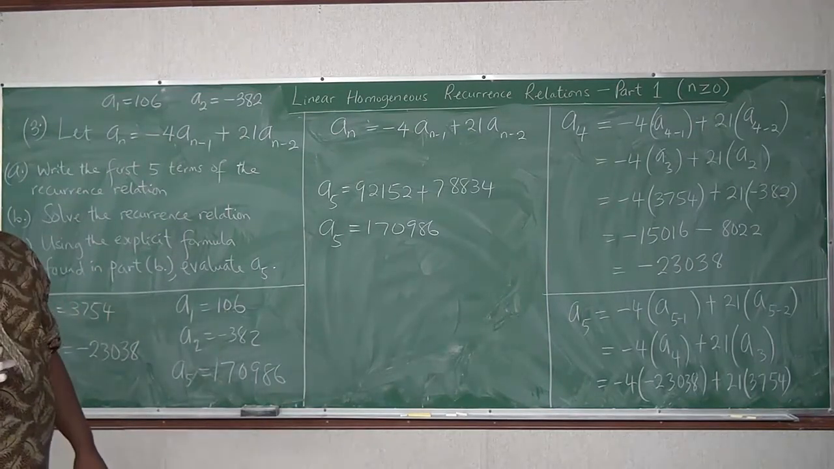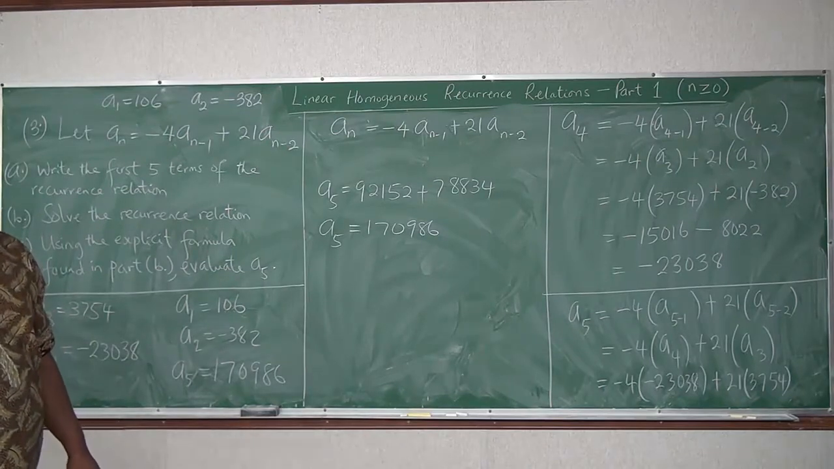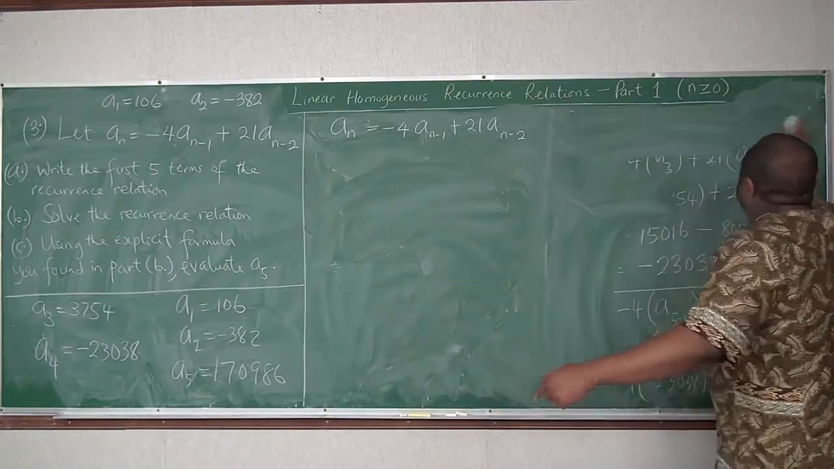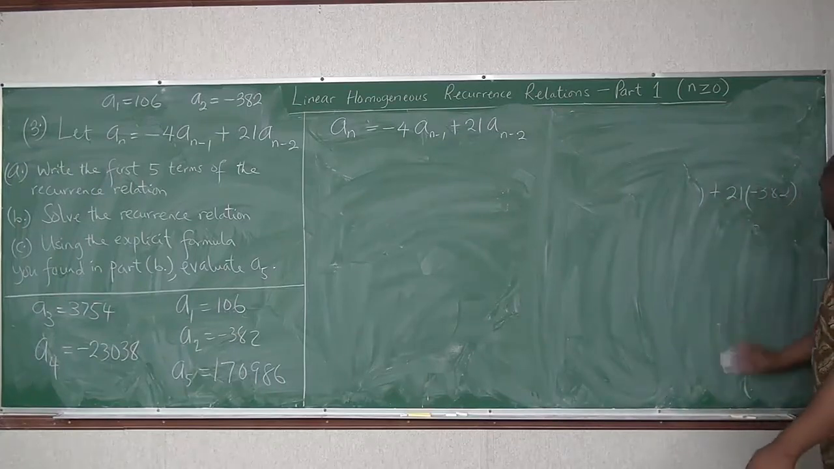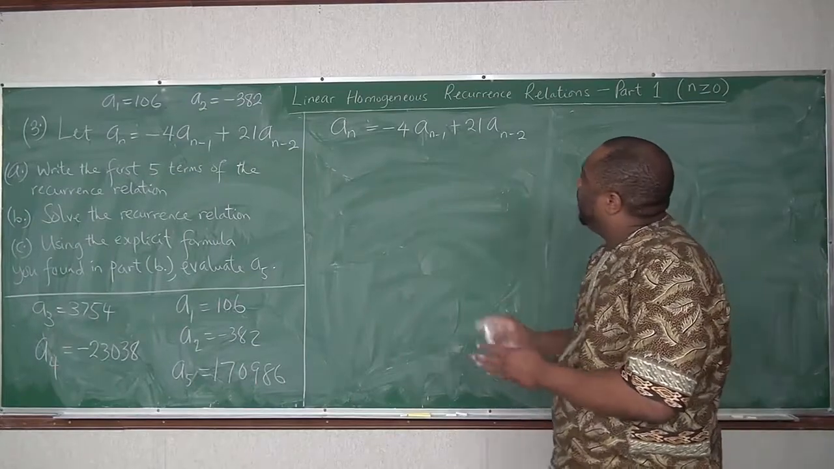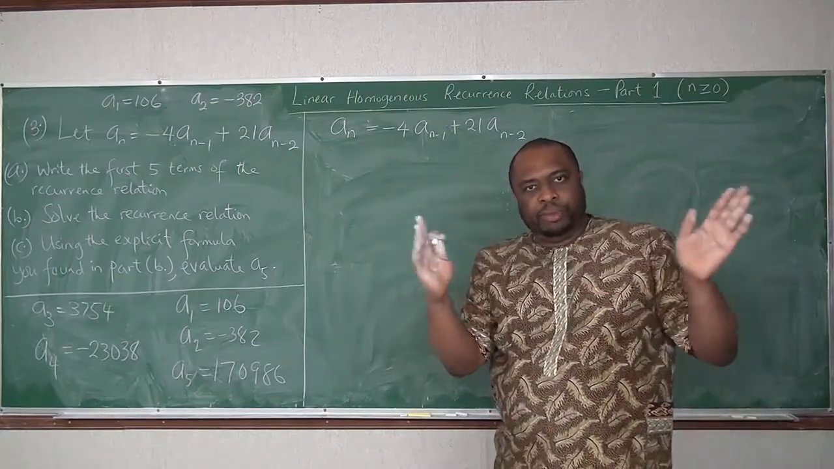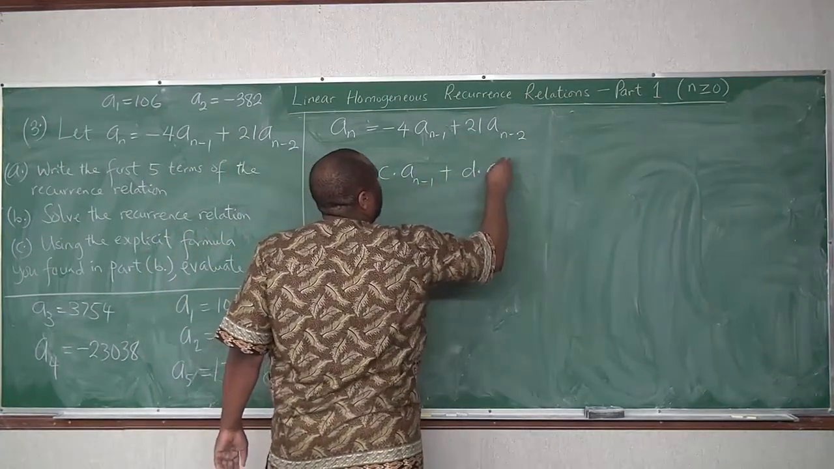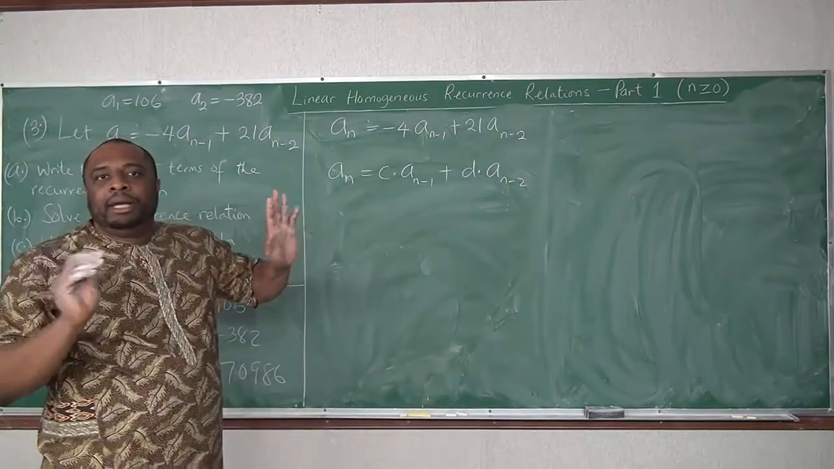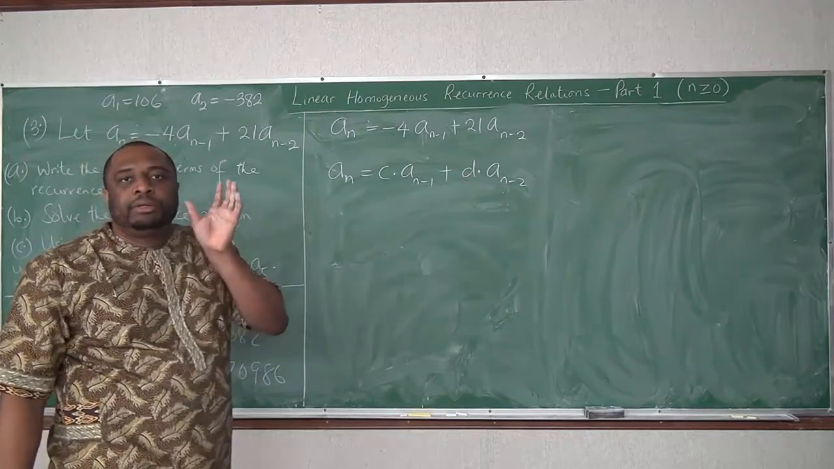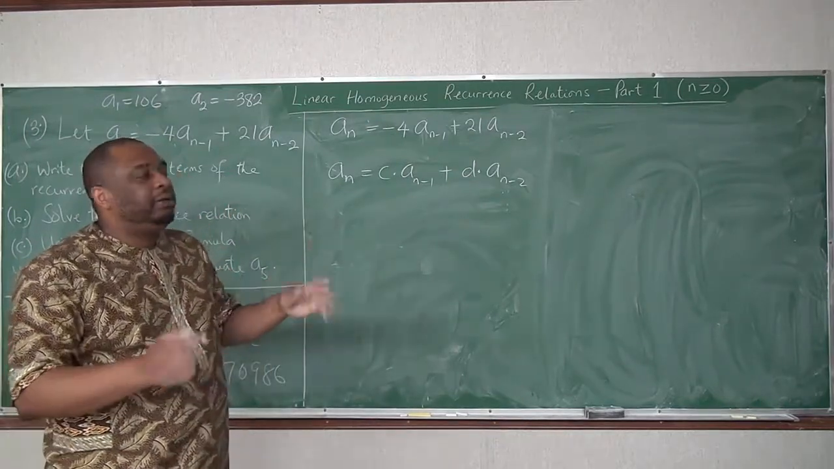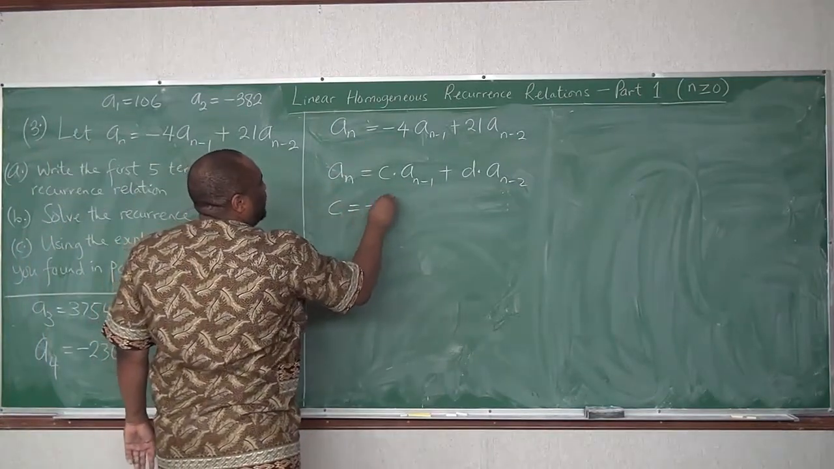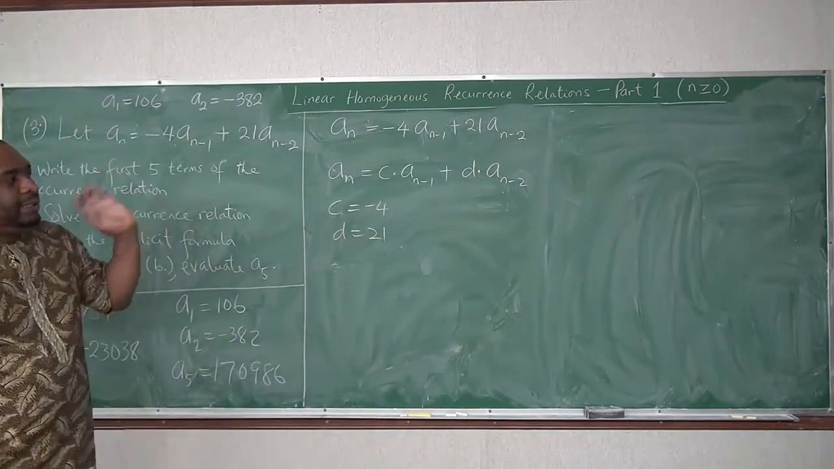Now, let us solve the recurrence relation. Solving it means finding an explicit formula for it. So we solve it. If we write this in that initial way that I wrote it, a n is c times a n minus 1 plus d times a n minus 2. Okay, this is a linear homogeneous recurrence relation of degree 2. Remember this video is for degree 2, part 1 of this video. So if we compare this, our c is minus 4 and our d is 21.